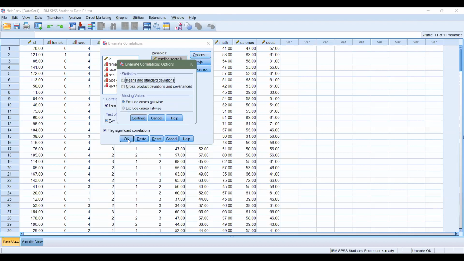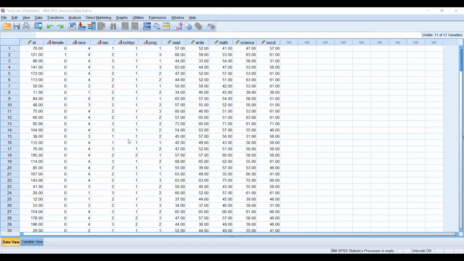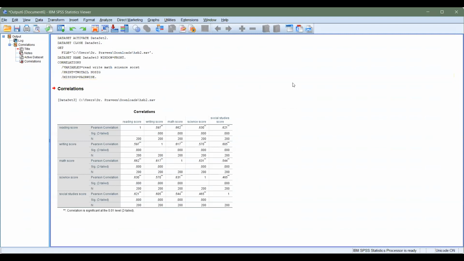Can you see the output window? Or do I have to share it again? Can you see the output window? Ma'am, please open the output window. You have to open the output window from the side. Okay. Now can you see? Yeah, it is coming. So now, can you see the output window?